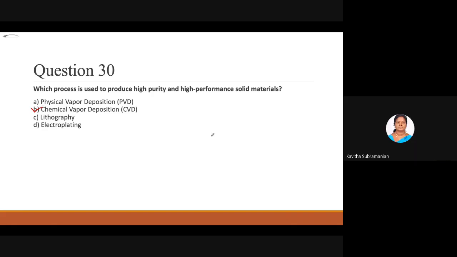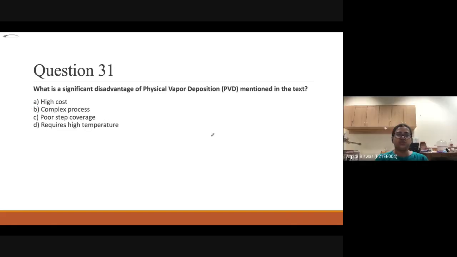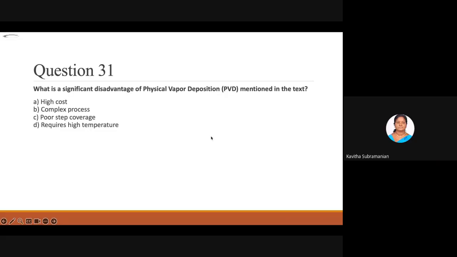Okay. And this is question number 31. What is the significant disadvantage of physical vapor deposition mentioned in the text? High cost, complex process, poor step coverage, or requires high temperature. So this is the last question. Sir, the disadvantage of physical vapor deposition mentioned is high cost.